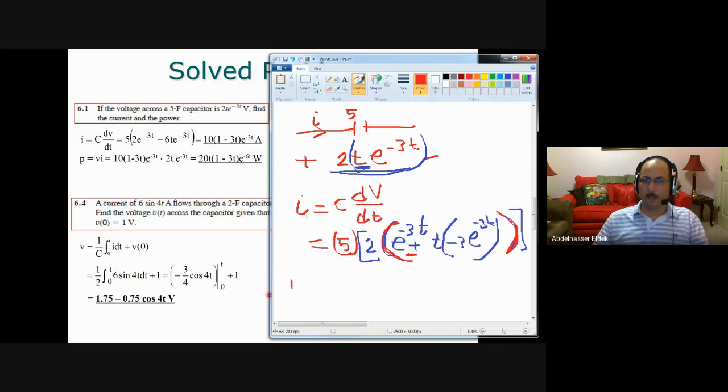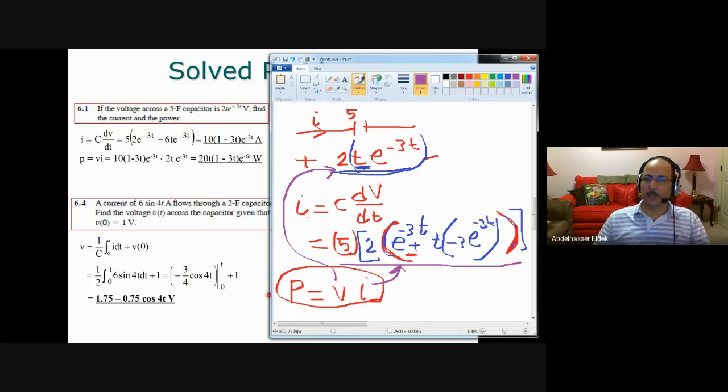The power equals V times I. That's it, you can just multiply them. You have the voltage, this is the voltage, and the current is here. This is the current. Okay, that's it. So this will be the solution of the first one.